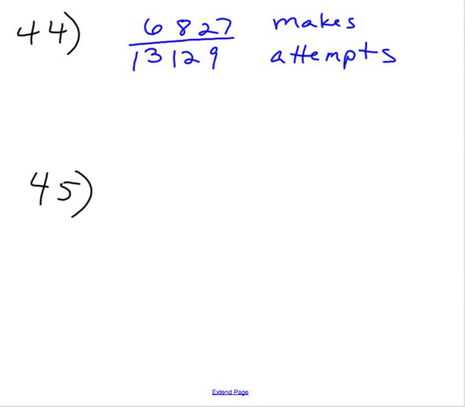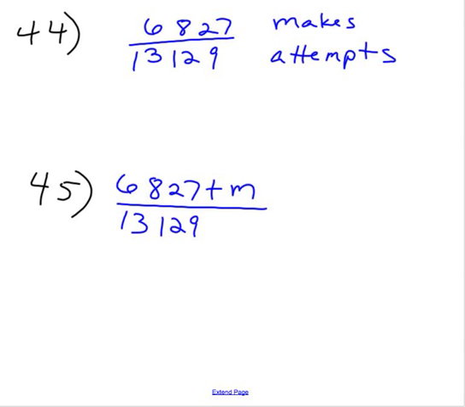Number 45 says, suppose he attempted A field goals and made N field goals during the 2001-2002 season. Write a rational expression to represent the number of career field goals made to the number of field goals attempted. Well, he already made 6,827 before that particular season, and he is going to make N more. He already attempted 13,129, and he is going to attempt or shoot A more shots. And that's all you need to do for number 45.